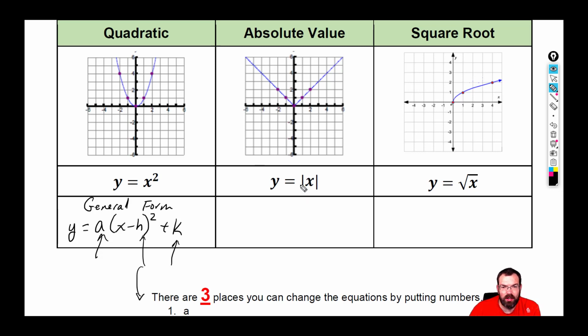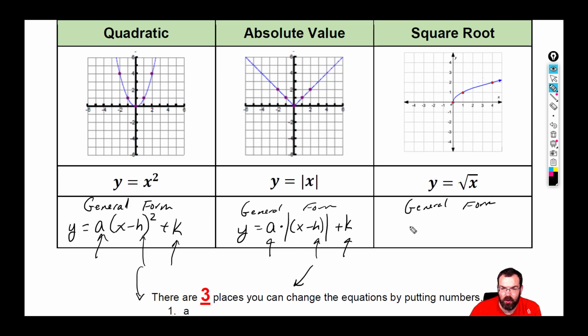In the absolute value, we have the same general form. Same thing, but we got to make sure we understand how to write it. So it's y equals a times the absolute value of x minus h plus k. Again, a, h, and k, we're going to talk about those down here. For the square root, we also have a general form. If you haven't noticed, we have these for every one of them. y equals a times the square root of x minus h plus k. The x minus h is in the square root. So we have the a, the h, and the k, and we'll talk about those down here.